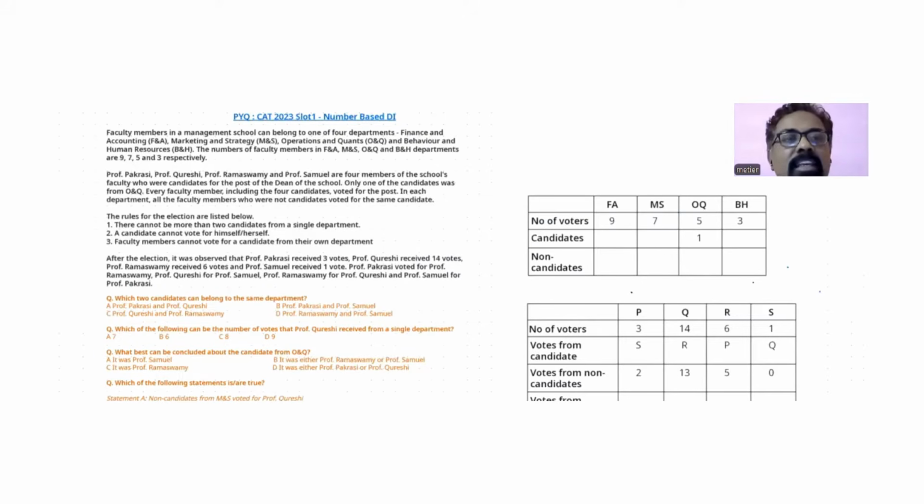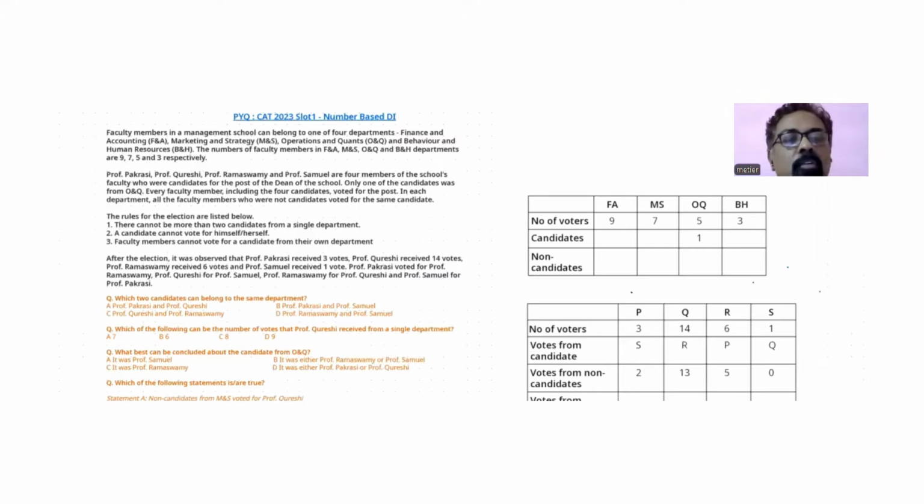Next, in each department, all the faculty members who were not candidates voted for the same candidate. It is very important information for us. If we go with the example, say, in FA, we have 9 voters. Say, out of that, 1 is the candidate. So, except the candidate, the rest 8 voters in the FA department will vote for the same candidate. Means 8 votes will directly go to one particular candidate. There will not be any division of these votes. So this information is very, very important for us.